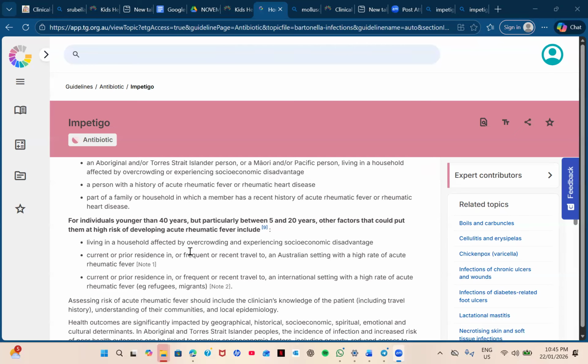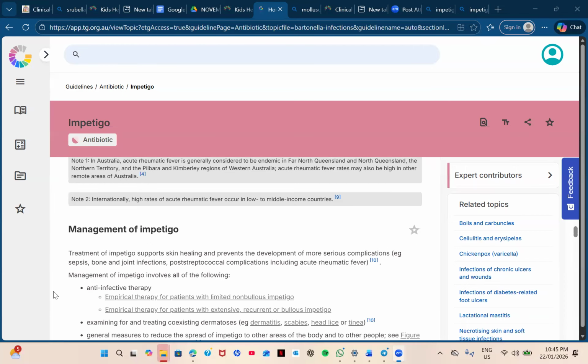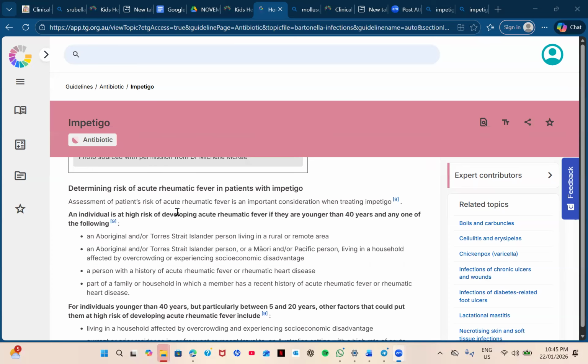Then for individuals younger than 40, but particularly between 5 and 20, other risk factors that could put them at higher risk of developing acute rheumatic fever include living in a household affected by overcrowding, experiencing socioeconomic disadvantage, current or prior residence in or frequent recent travel to an Australian setting with high rates of acute rheumatic fever, and current or prior residence in or frequent recent travel to an international setting with high rates of rheumatic fever. So, assessing risk of acute rheumatic fever should include clinician knowledge of the patient and understanding of the community epidemiology. So we have to determine the risk of acute rheumatic fever with impetigo.